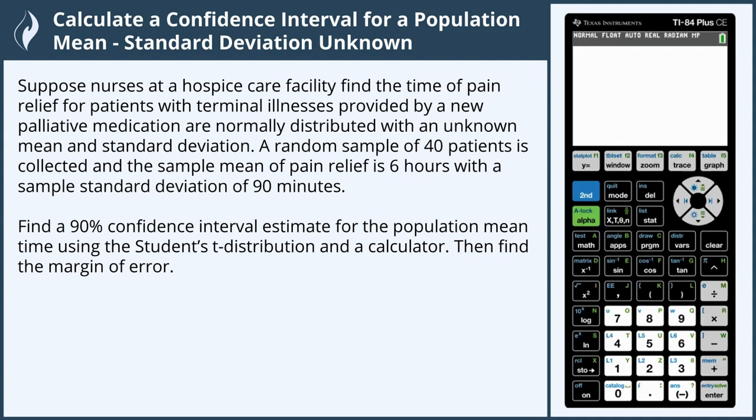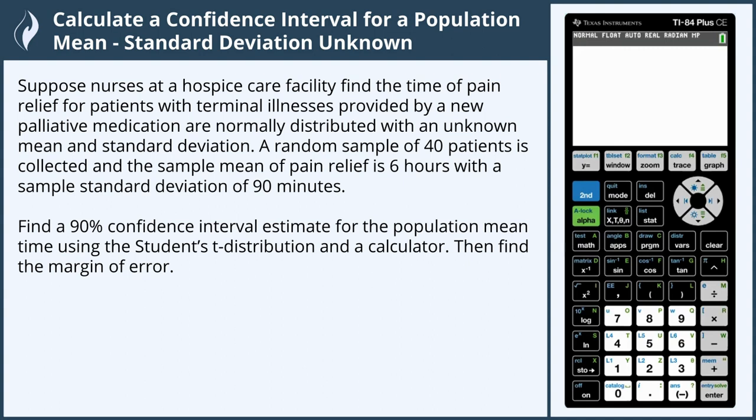A random sample of 40 patients is collected and the sample mean of pain relief is 6 hours with a sample standard deviation of 90 minutes. Find a 90% confidence interval estimate for the population mean time using the student's t-distribution and a calculator. Then find the margin of error.